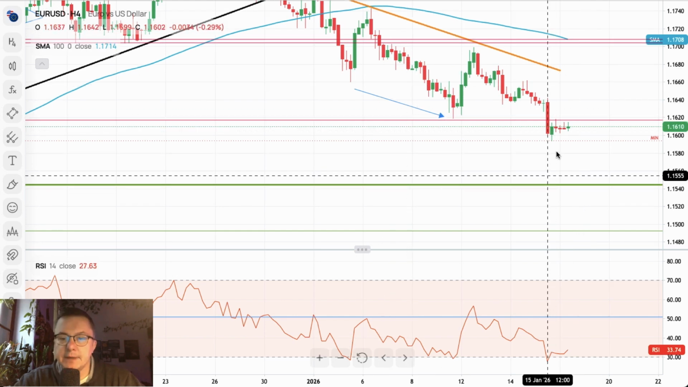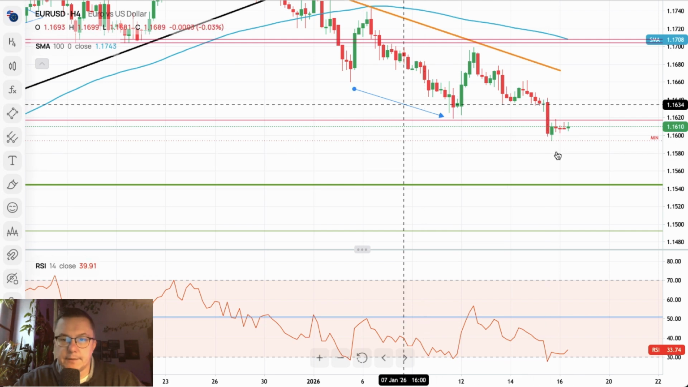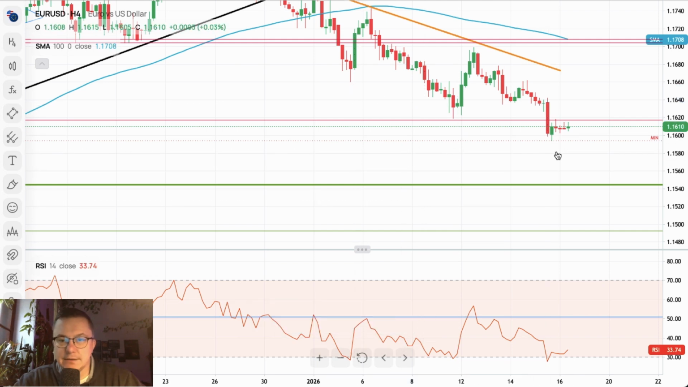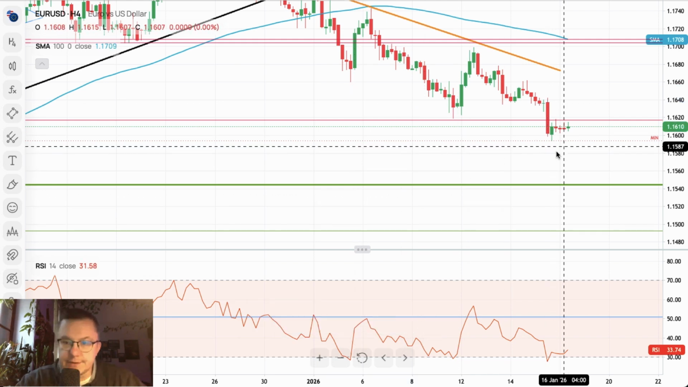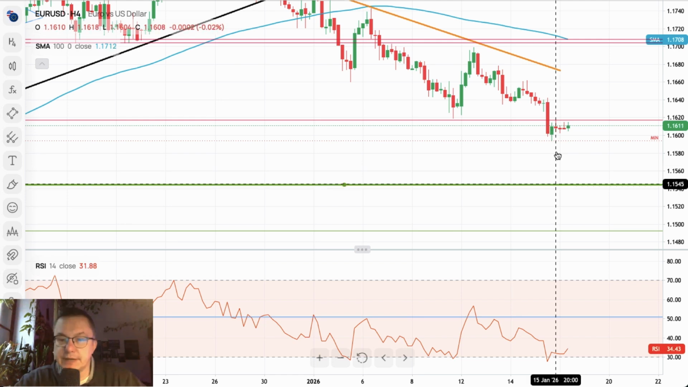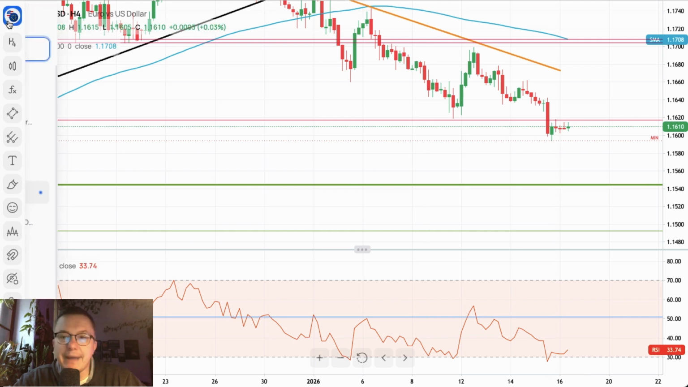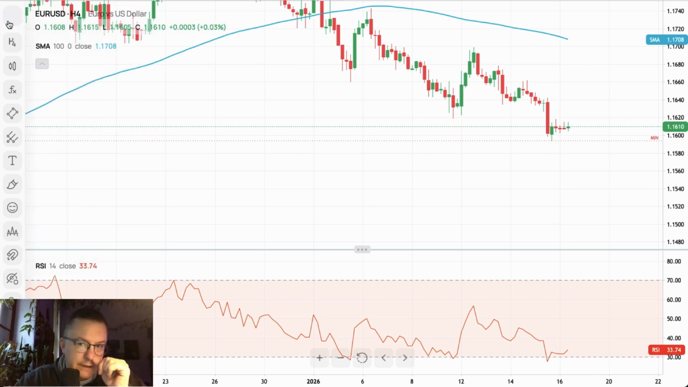And this is the next technical target for the bulls, because this is the technical support. So bulls should protect the support. Bears would likely move lower to test this level. So bearish outlook for the euro dollar.